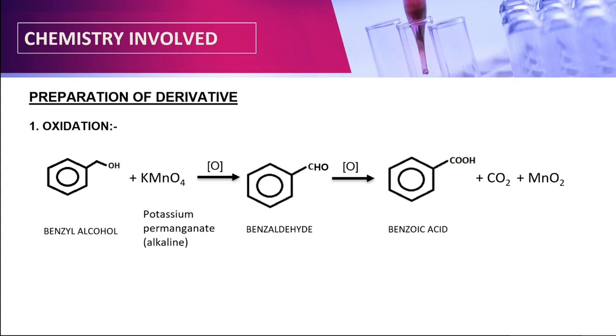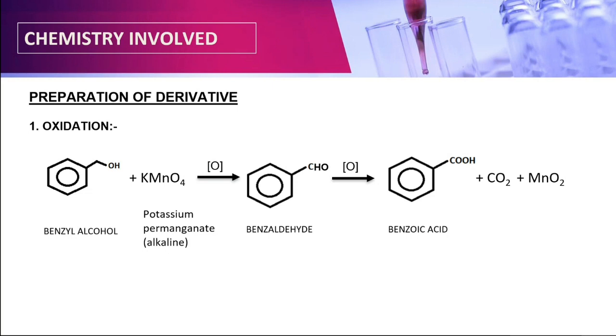The second reaction is the preparation of the derivative. Since benzyl alcohol has its benzylic position highly reactive, when it reacts with KMnO4, that is potassium permanganate, in alkaline condition, it undergoes an oxidation reaction. As we all know, primary alcohols are first oxidized to an aldehyde, and then on further oxidation, that is, if the oxidation is performed for a prolonged duration, the formation of benzoic acid takes place, and so it happened in this reaction.